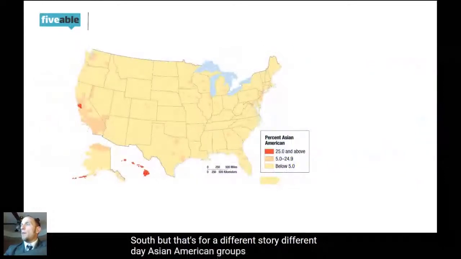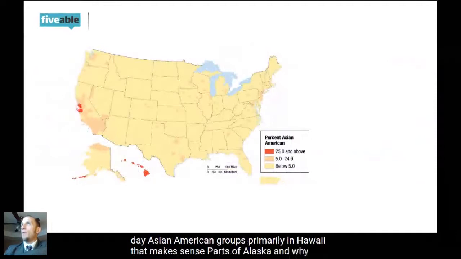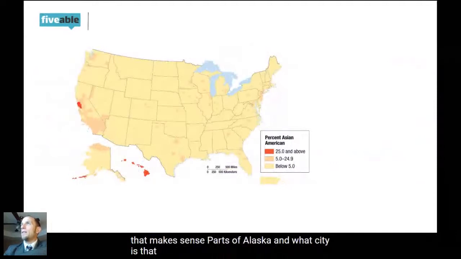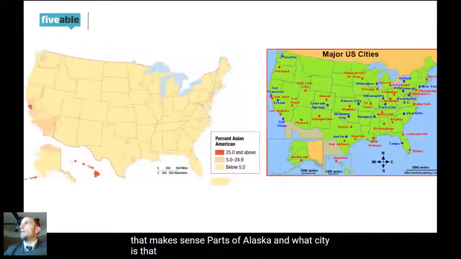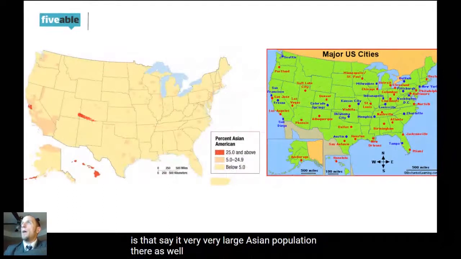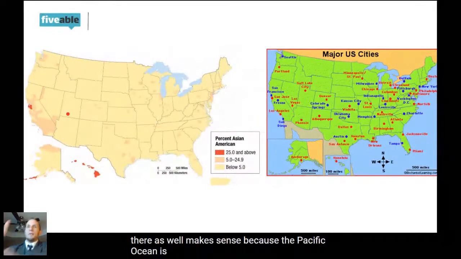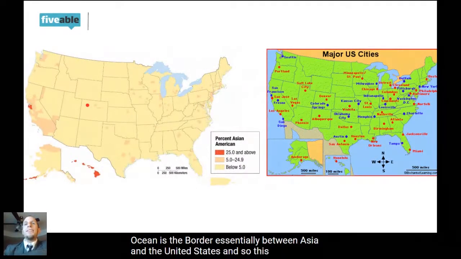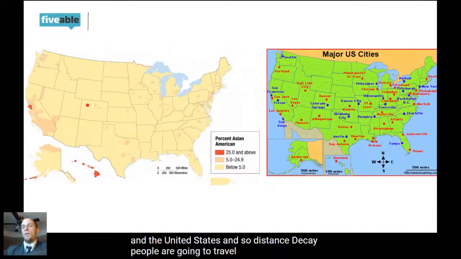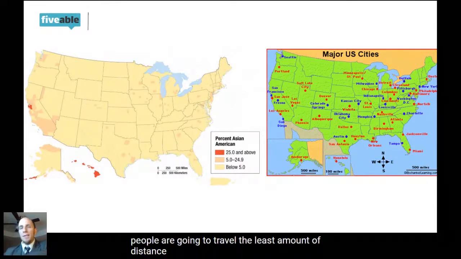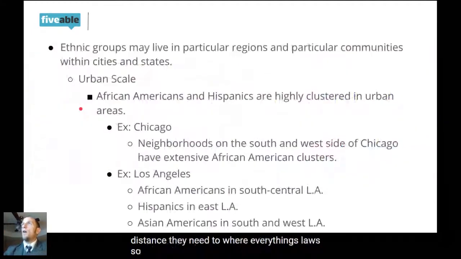Asian American groups, primarily in Hawaii, that makes sense. Parts of Alaska. And what city is that? San Francisco. All right, very, very large Asian population there as well. Makes sense because the Pacific Ocean is the border essentially between Asia and the United States. And so distance decay, people are going to travel the least amount of distance they need to, one of Ravenstein's laws. So that's why you have that there.